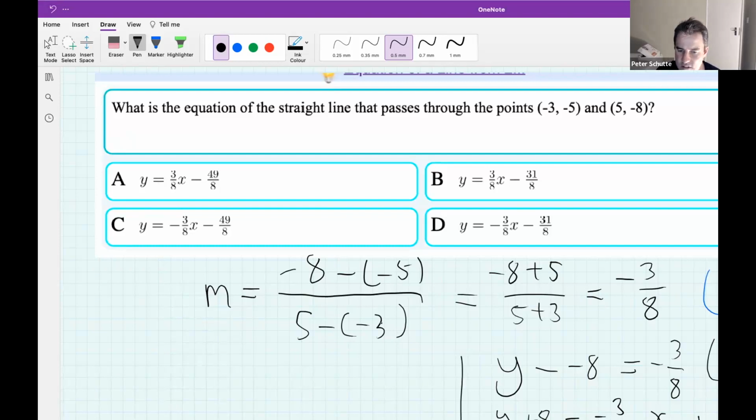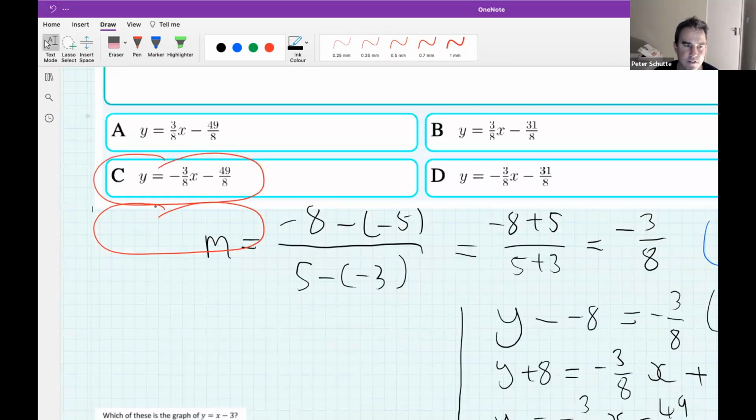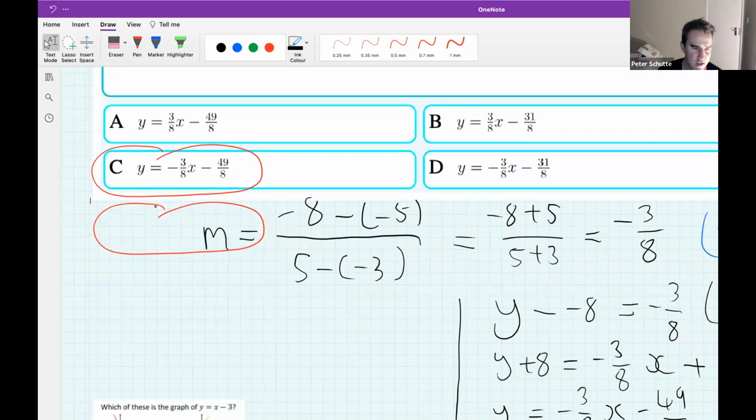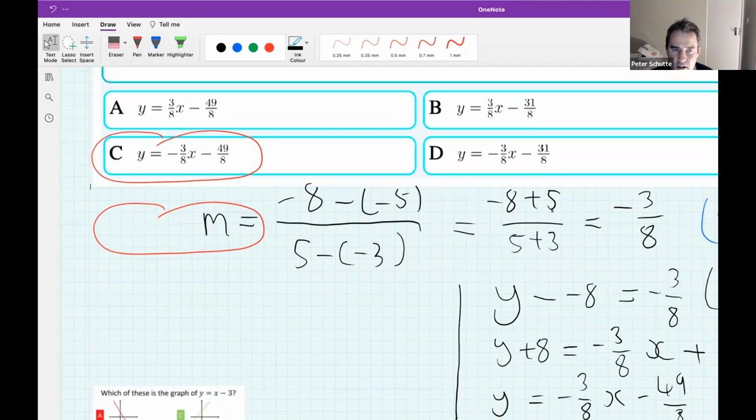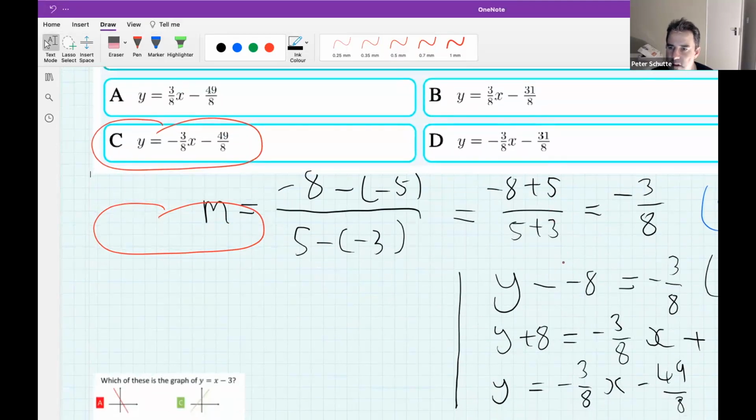You can use your calculators. And so you should get C as the answer. I can scroll down. Yep, that's fine. Okay. And now, can you see my working now?